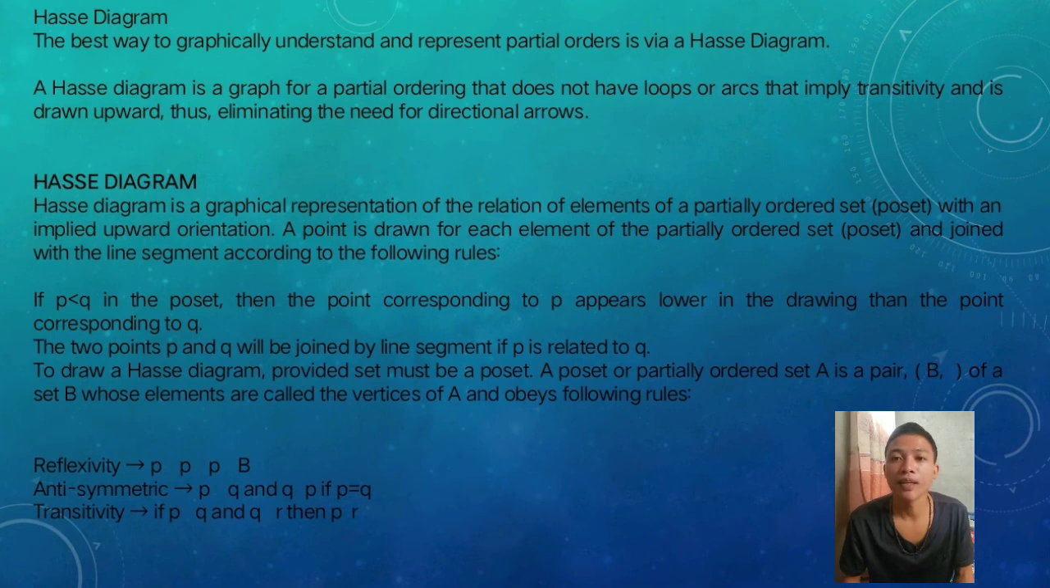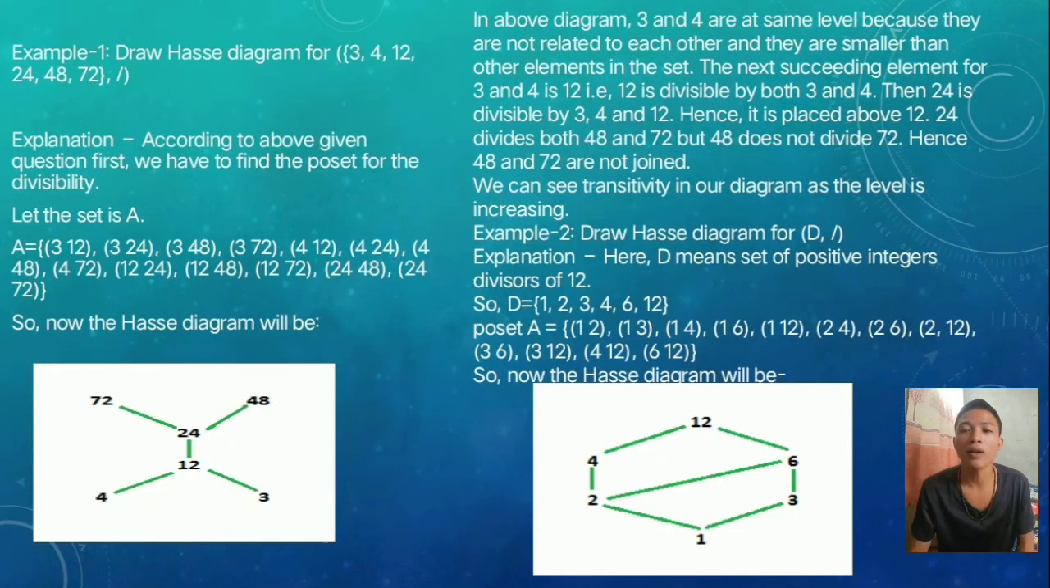Reflexivity: P related to P. Antisymmetry: if P related to Q and Q related to P, then P is equal to Q. Transitivity: if P related to Q and Q related to R, then P related to R. Example 1: draw the Hasse diagram for 3, 4, 12, 24, 48, 72.